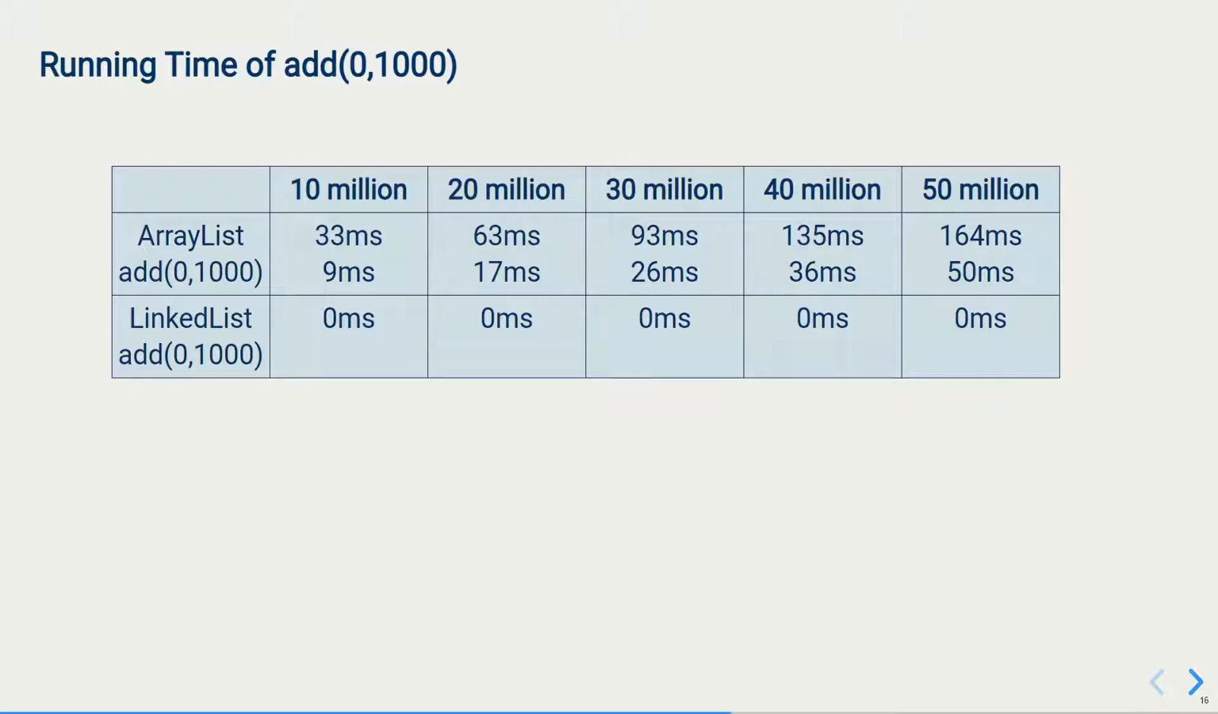And that's good news because we don't have to run the experiment for 100 million, 200 million, and so on, because that will take more and more time. So if I run add on an array list of size 100 million, I'm going to guess that it'll take about 300 milliseconds or maybe 350 milliseconds.